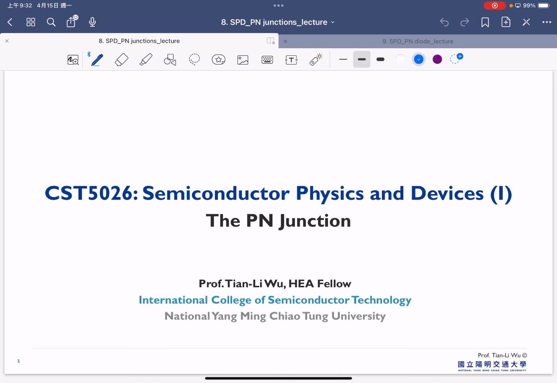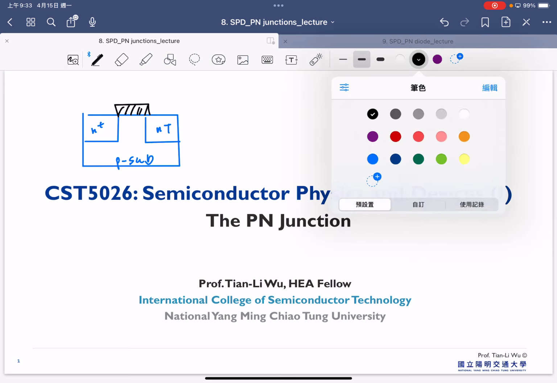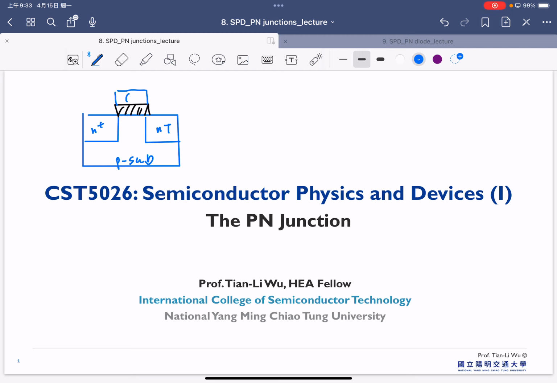So if you try to look at the structure of the MOSFET, I think so far everyone, even though we haven't started to talk about the MOSFET yet, is already quite familiar with its structure. So we have a P substrate, we have the source and drain, which will be N plus, and we have the dielectric. And on top of the dielectric, we have the gate electrode. So that's a typical MOSFET structure.